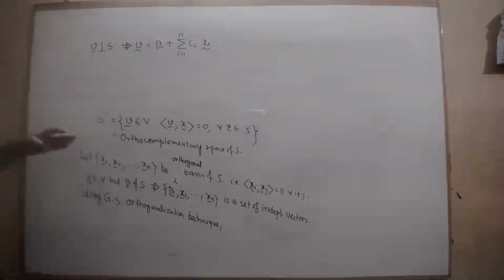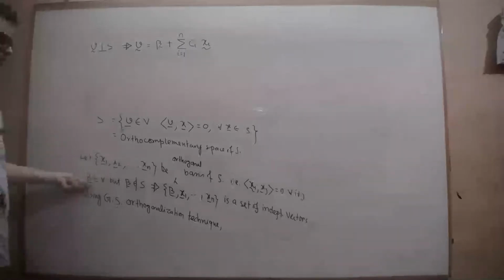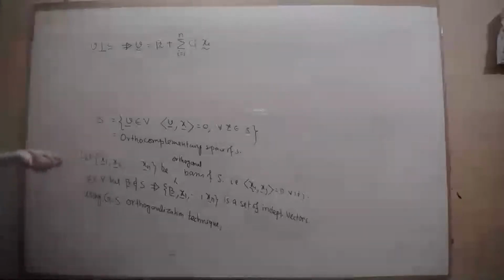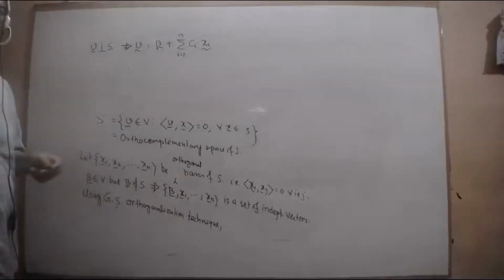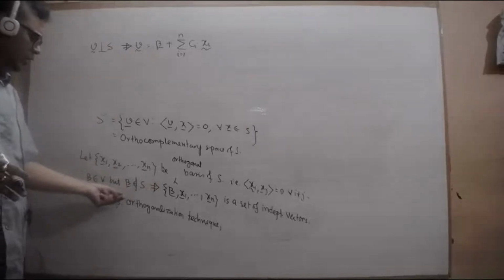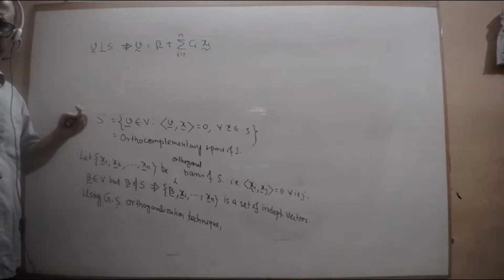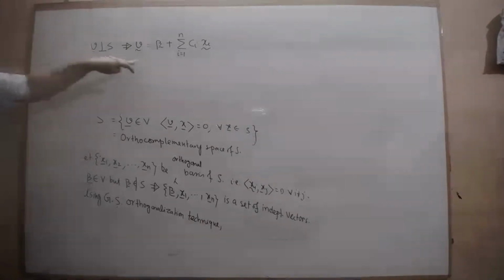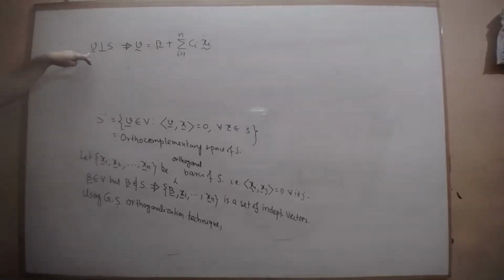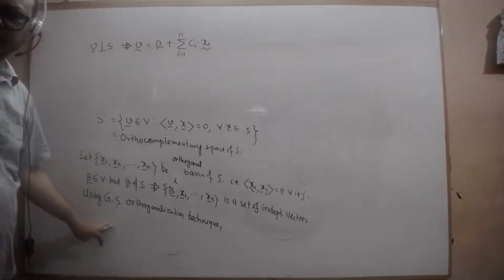Instead of a basis, I take an orthogonal basis of S. Since S is a subspace of V, we always get a vector beta which does not belong to S, but beta belongs to V. So beta together with x1 to xn is a set of independent vectors because beta does not belong to S. Now our aim is to find v curve which is orthogonal to S. Then this v curve can be represented as this linear combination using the Gram-Schmidt technique.